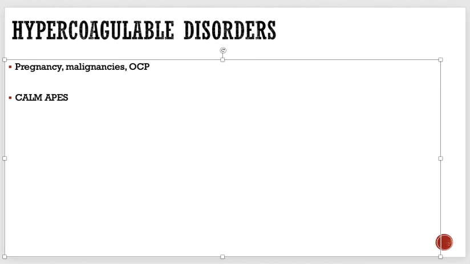Then there is anti-phospholipid antibody syndrome. When you study rheumatology, you will have a very good idea about that. Then there is factor 5 Leiden, L-E-I-D-E-N. M is for malignancies. A is for anti-thrombin deficiency.